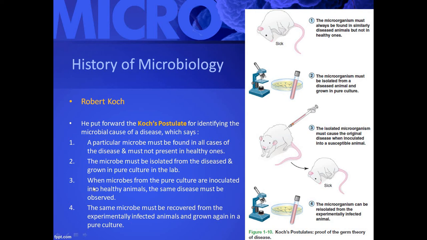Then, when microbes from pure cultures are inoculated or injected into healthy rats, healthy animals, the same disease must be observed. The same disease, that the rat will become sick from that microbe that was found in the sick rat in the first place. Then this experimentally infected sick rat must have the same microbe that was recovered here, and we must be able to re-isolate the microbe from the experimentally infected sick rat.